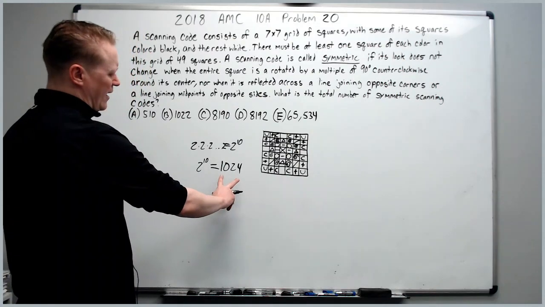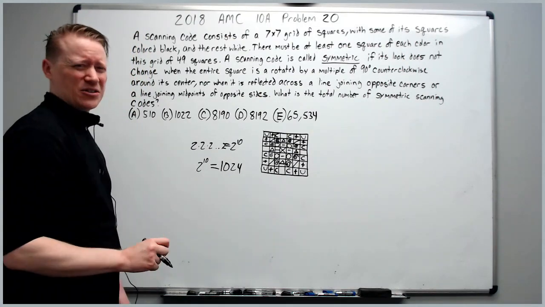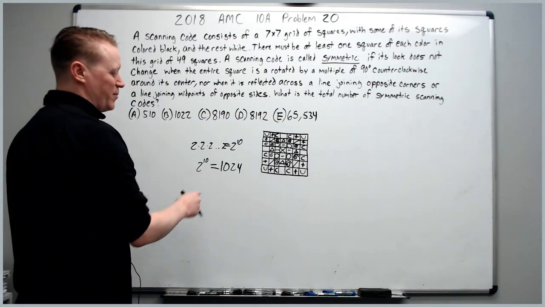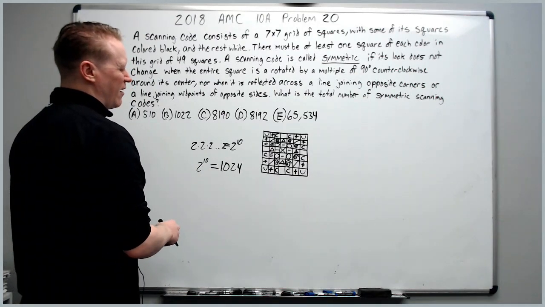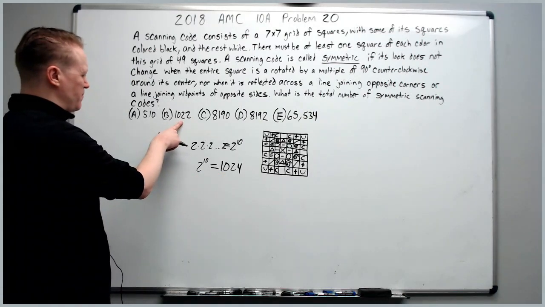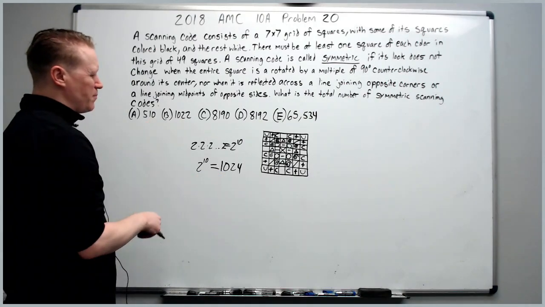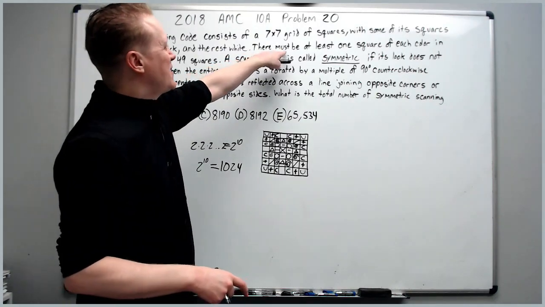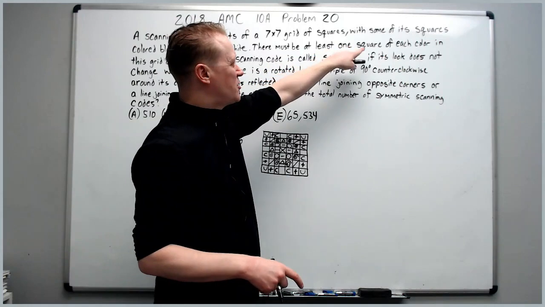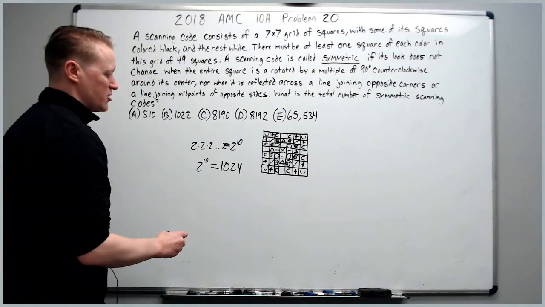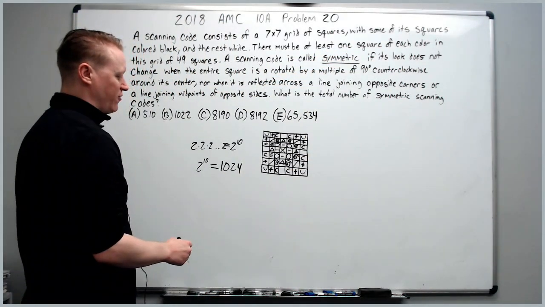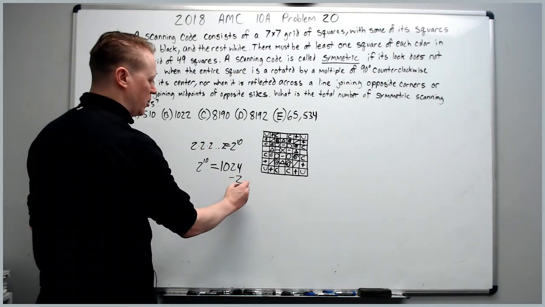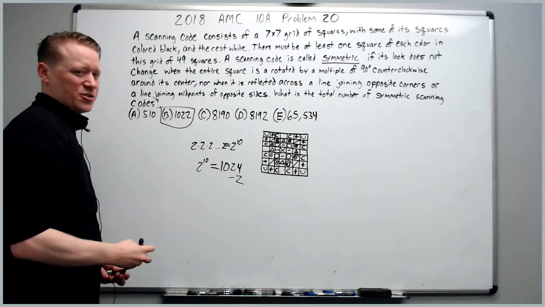So 1024 is not in our answers, and for many of you, it's probably a good thing it wasn't, because it would have been a really good trap answer. However, why is it not? It must be B or A, but most likely B. Why? Think about why it would be. It's because it says there must be at least one square of each color. So from these 1024, we have to subtract the two cases that were all white or all black, giving us answer choice B.